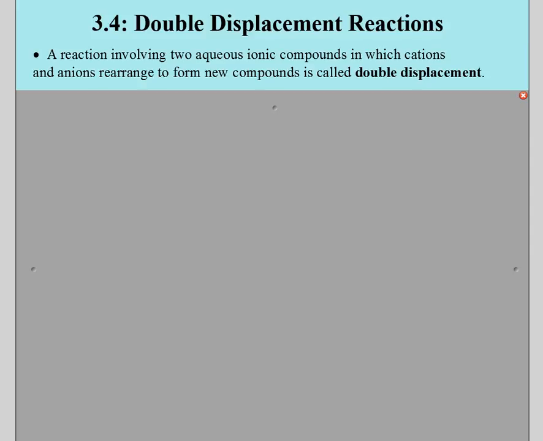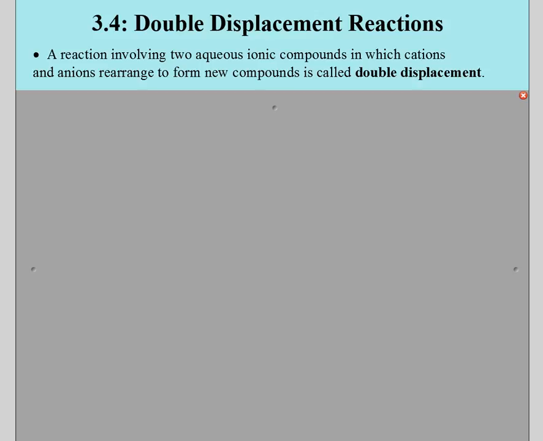So it's similar to the single displacement, except the type of reactants are compound-compound instead of compound-element. And there's a little bit more variety in the types of products which can form. Whereas in single displacement reactions we were mostly interested in solid phase metal elements, either reactants or products, in the double displacement we're interested in aqueous, and particularly the formation of a precipitate.